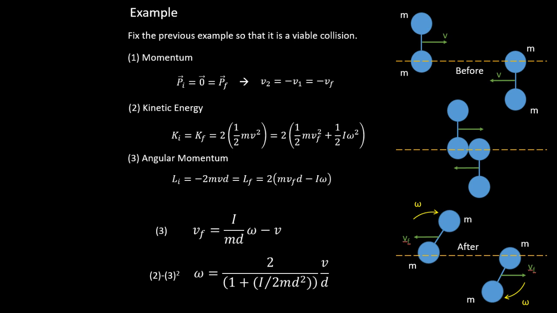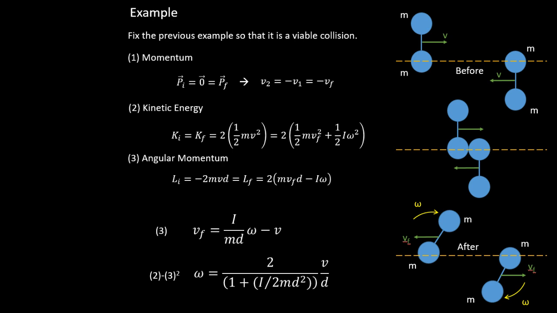And when we combine these things, I don't want to do the math, but I'd like you to see what happens. We get from 3 alone, Vf is I over md omega minus V. And for omega, what we have to do is play with equations 2 and 3 together. That gives us 2 over this awful quantity, 1 plus I over 2md squared times V over d. That is our omega. So these things together are what give us Vf and omega. We have to calculate omega to get Vf.